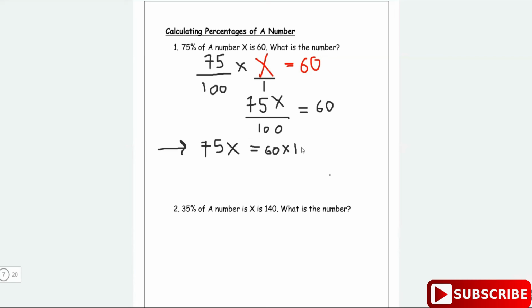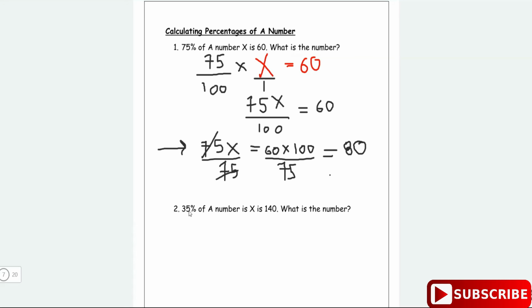So in order to find what X is, we're going to divide both sides by 75. Dividing both sides by 75, the 75 cancels the 75 here, and so X works out to be 60 times 100 divided by 75. You put that in your calculator and you get 80. So the number is 80. That means 75% of 80 is 60. X equals 80. That's our answer.